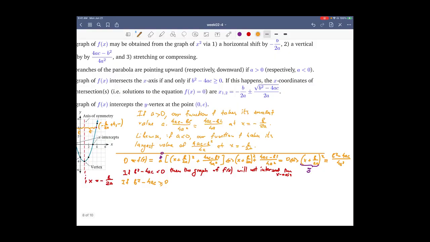we may proceed with solving our equation, and it will be equivalent to an equation where we take the square root of both sides. Correct? So it will be root of x plus b over 2a squared equals root of b squared minus 4ac divided by 4a squared.